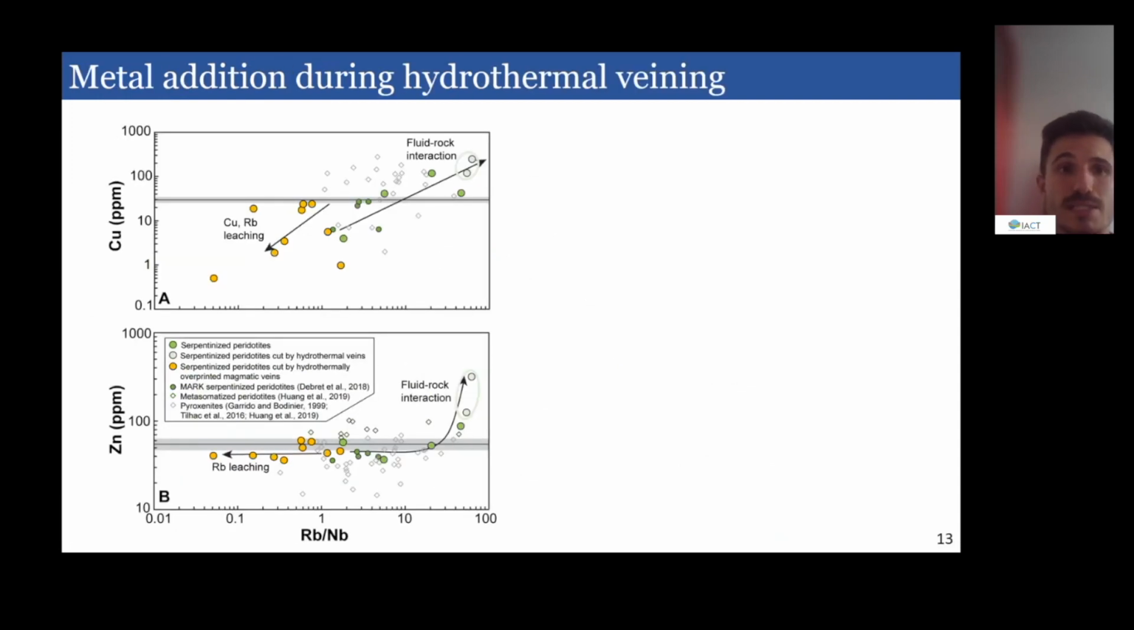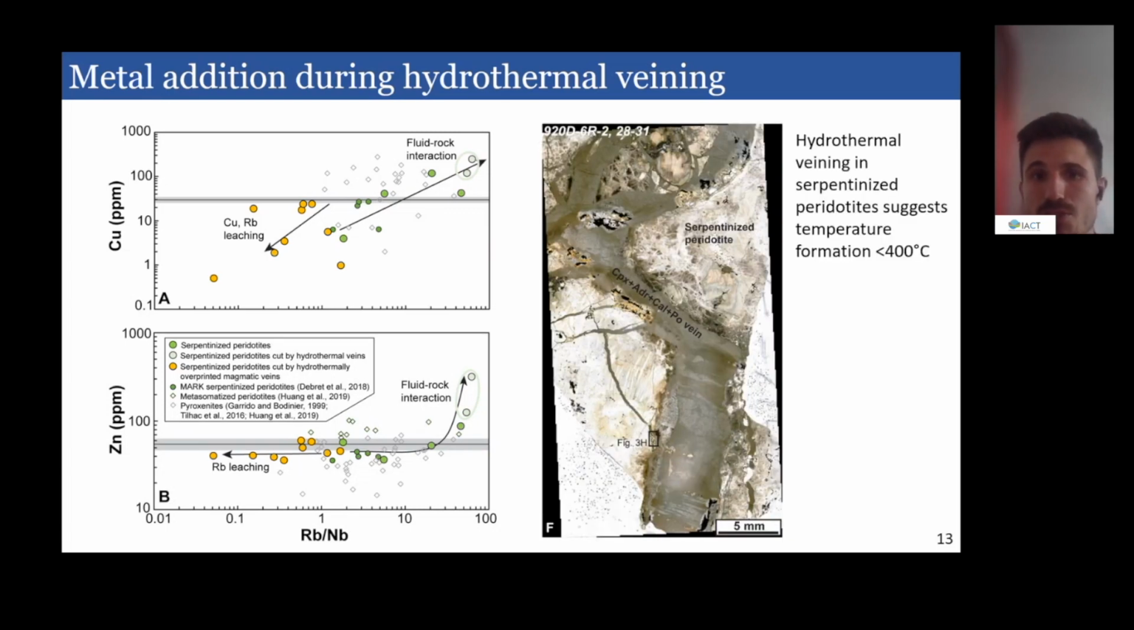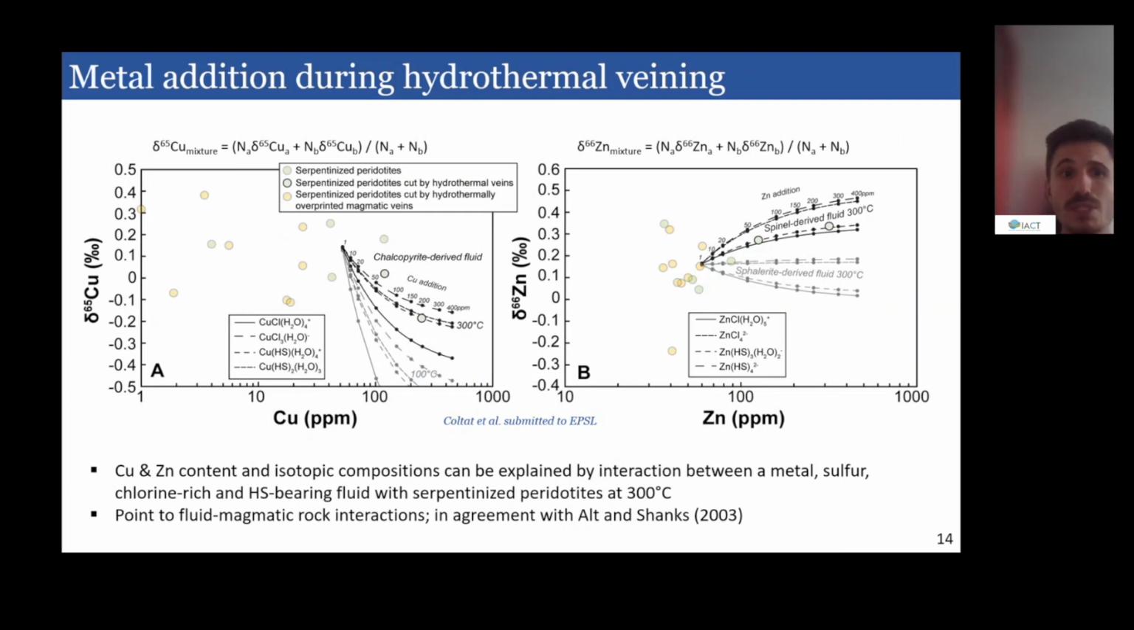And finally, the last element of metal mobility that we observed was this metal addition in the hydrothermal veins. Hydrothermal veins cut through the serpentinized peridotite, suggesting that they formed during or after the serpentinization, so that restricts the temperature range below 400 degrees C, which is the temperature below which serpentinization is kinetically efficient in mantle rocks.